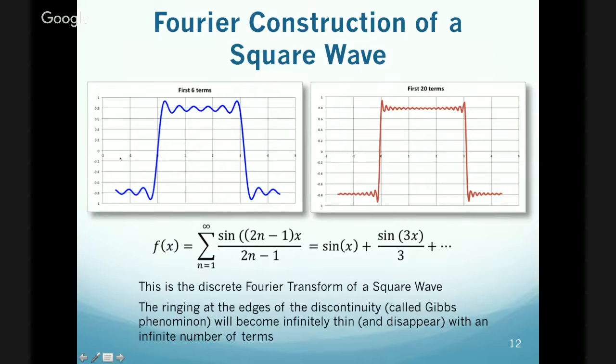Here we've got kind of a blurry picture of the square wave. If I only showed you the first fundamental term, in fact, it would look like a cosine. It would look really blurry. You would hardly even see a square wave.